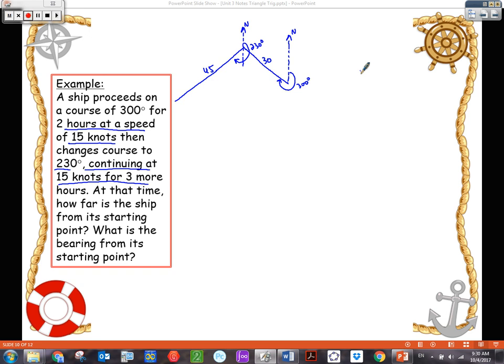Okay. Then it says at that time, how far is the ship from its starting point? So we want to know this. This distance we'll call x. And what's the bearing from the starting point? Okay, we're going to worry about the bearing in a minute. Let's answer the distance question first.